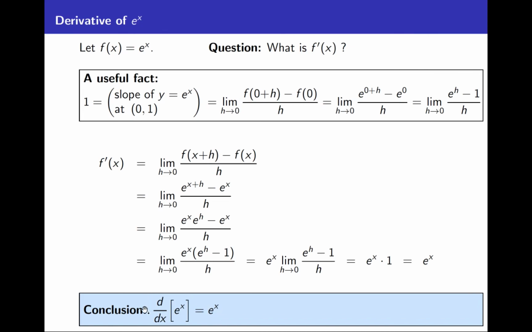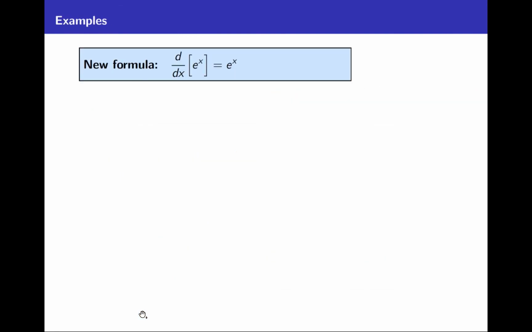This is our new derivative rule. A new formula. So this was on our list of goals for today. This is in fact our major goal. We have a derivative formula for e to the power of x. E to the power of x has a derivative equal to e to the power of x.